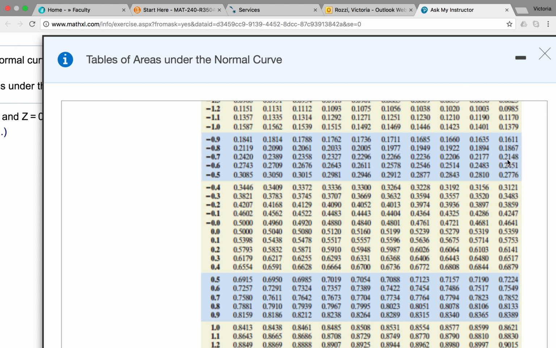Okay, so remember, this table always finds areas to the left. So for example, if I was finding the area to the right, I would say, okay, the area under the whole curve is 1, and we would do 1 minus whatever area we found in the table.